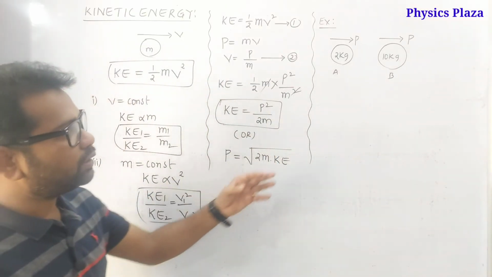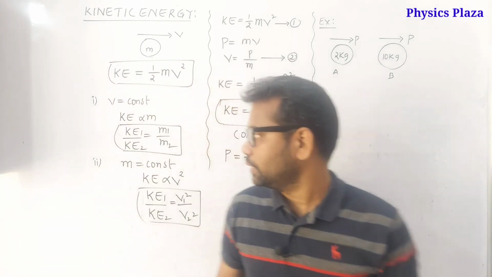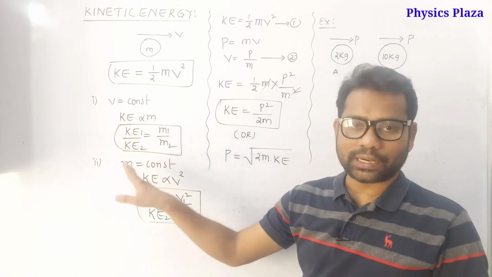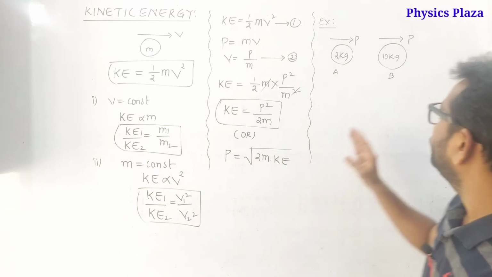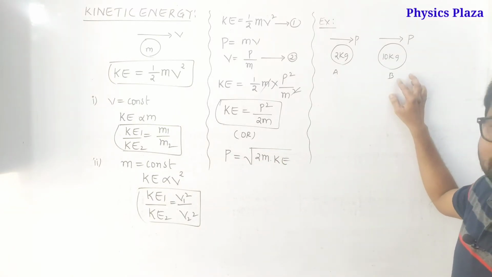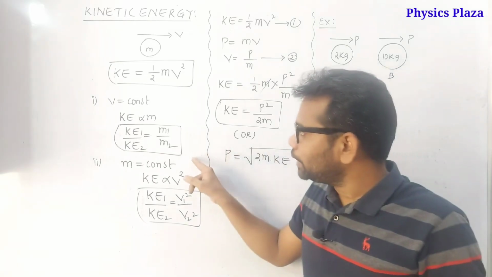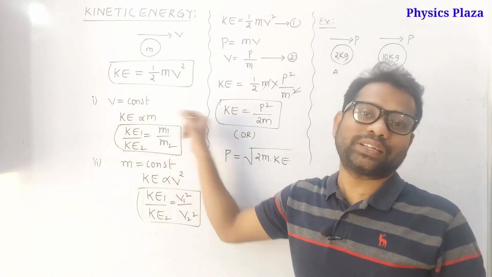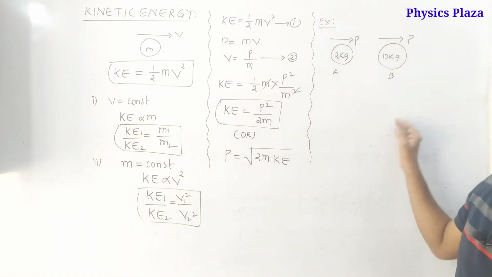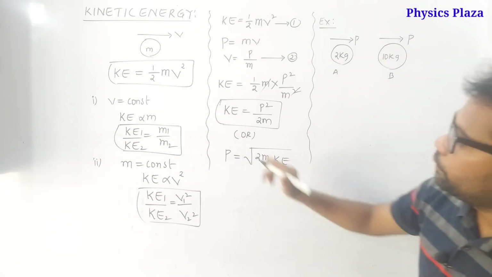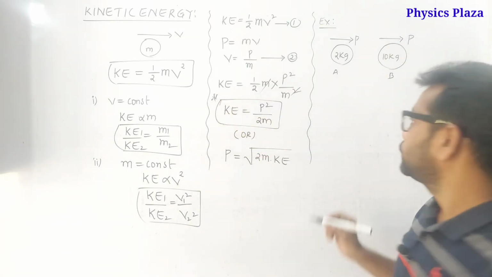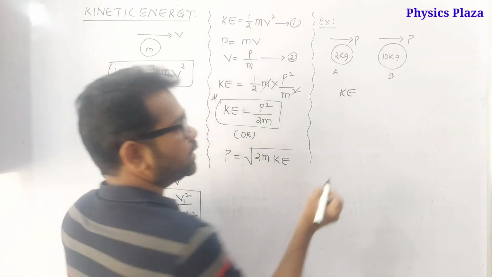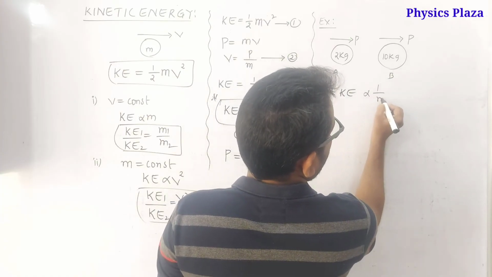Generally, whenever masses are given and we are asked about kinetic energy, this relation will come to our mind: more the mass, more the kinetic energy; less the mass, less the kinetic energy. If you think by this relation, children, obviously you will say that body B has more kinetic energy, but that is wrong. Why is it wrong? Children, this relation holds good only when velocity is constant. But here nowhere is velocity mentioned. They are talking about linear momentum, which means we should use this relation. So as linear momentum is constant, kinetic energy is inversely proportional to the mass.